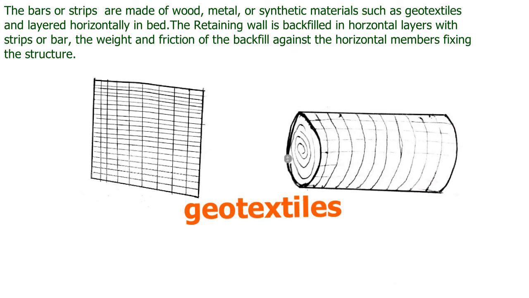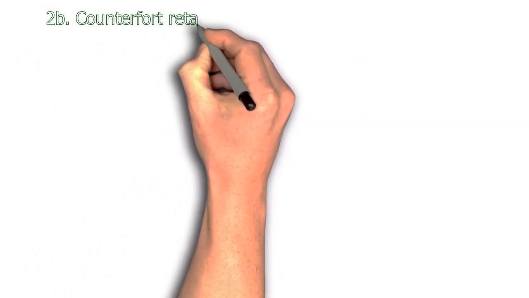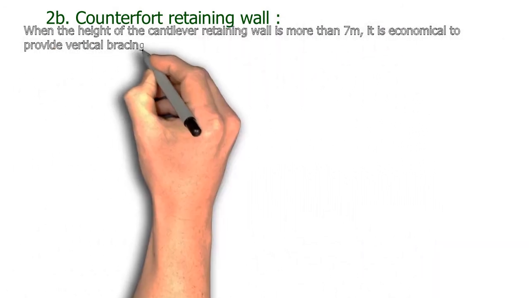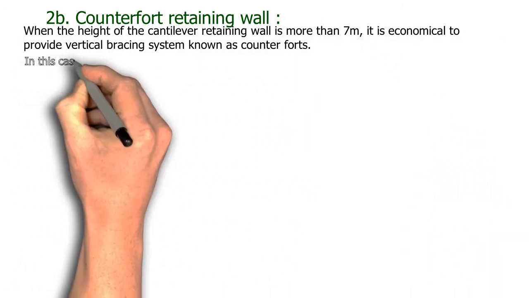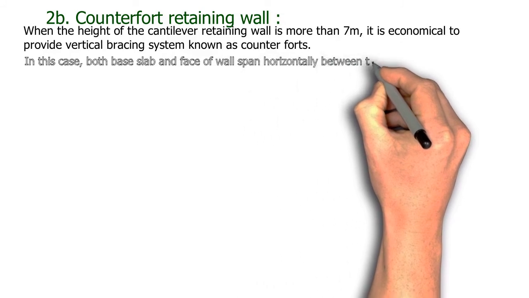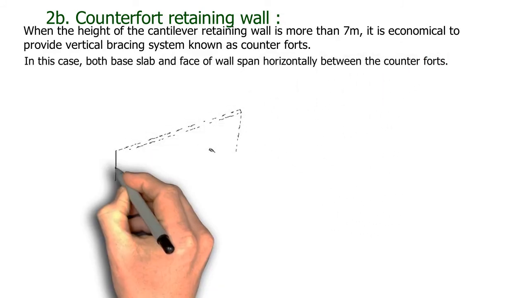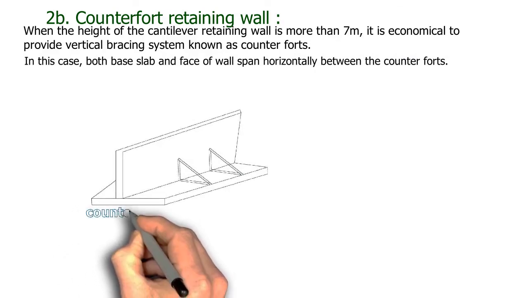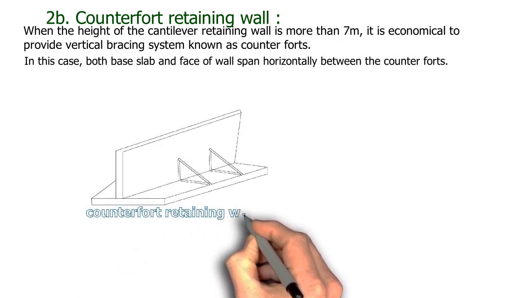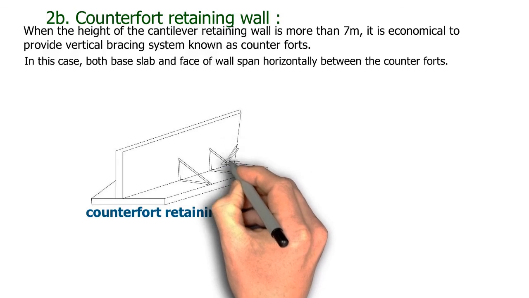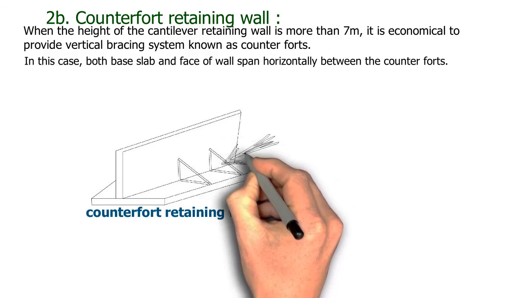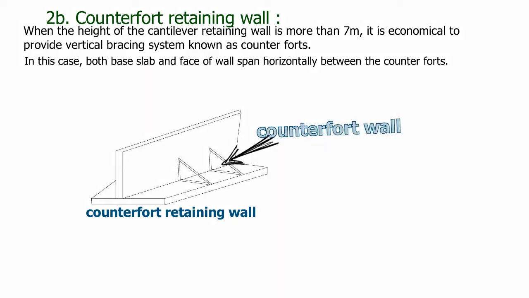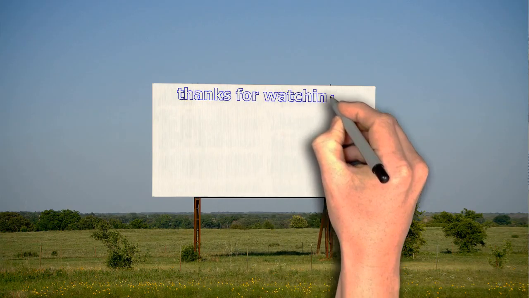Now the last is counterfort retaining wall. When the height of retaining wall is more than 7 meter, it is economical to provide a vertical bracing system known as counterfort. In this case, both the slab and face span horizontally between the counterforts. In this figure, you can see the counterfort retaining wall and the counterfort section.